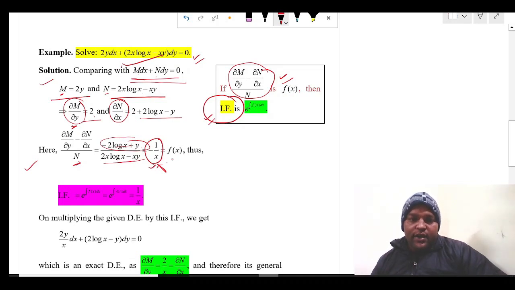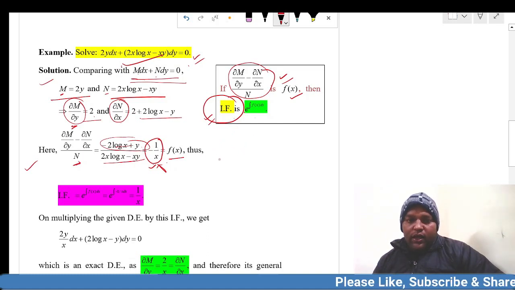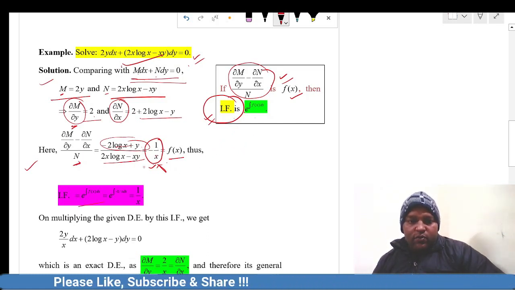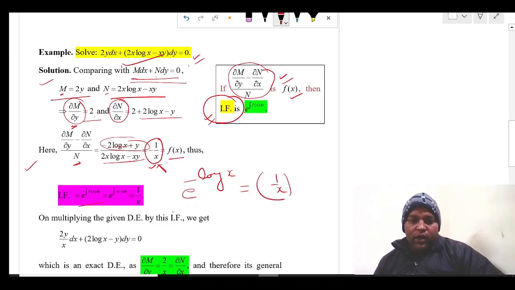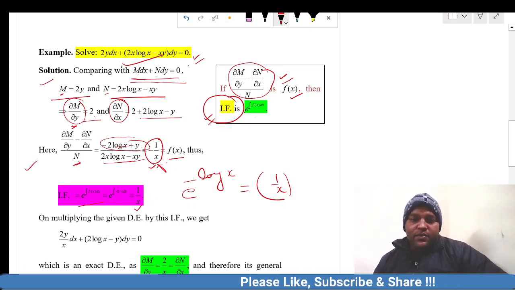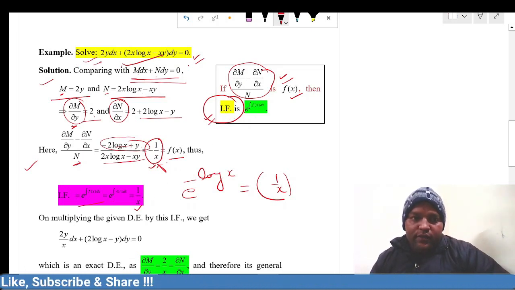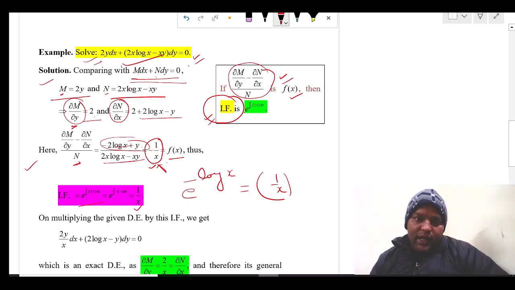So this function is treated as f of x, and then for this situation the integrating factor for the given differential equation is taken to be e raised to the power integration of this function, e raised to the power integration of minus 1 over x, and the integration of minus 1 over x is e raised to the power minus log of x, and using the property of logarithmic and exponential function, the value of this expression is 1 over x.